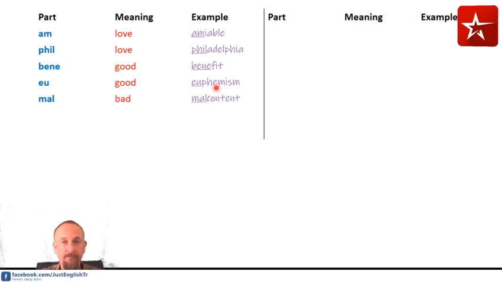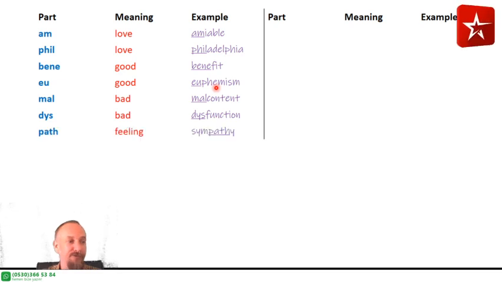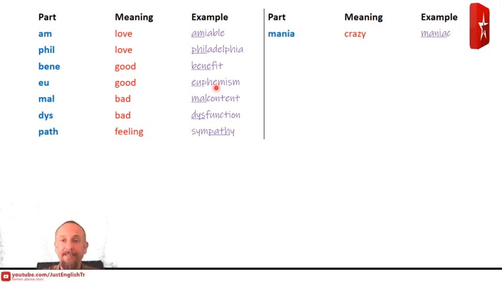We've got mal, not mull. We've got mal, which means bad, as in malcontent. We have dis, which also means bad. Then we have path, meaning feeling, as in sympathy. Sym means the same or similar. Then we have mania, which means crazy, as in maniac. If someone's a maniac, they're crazy.